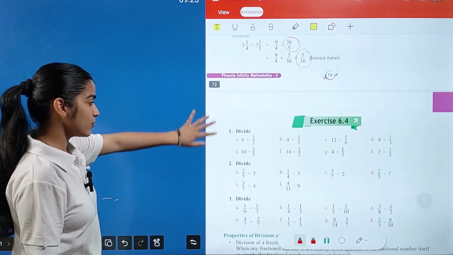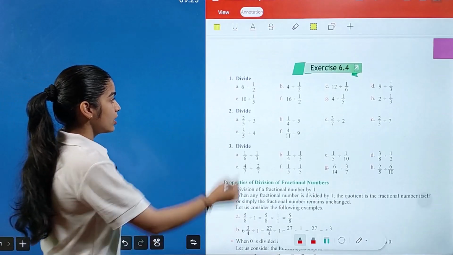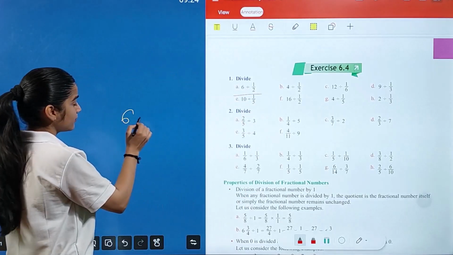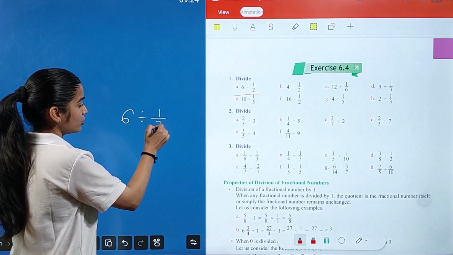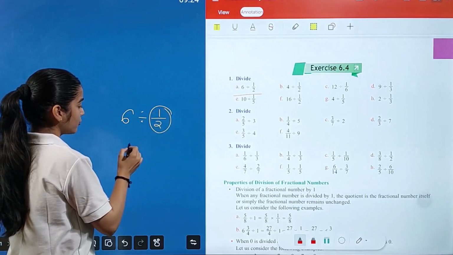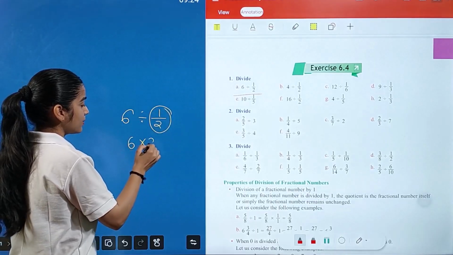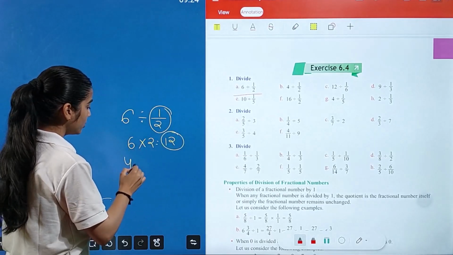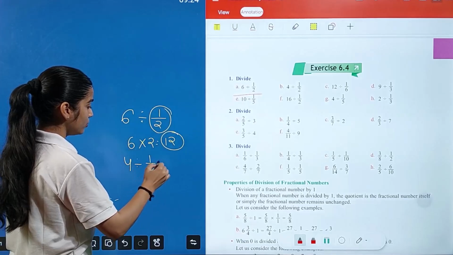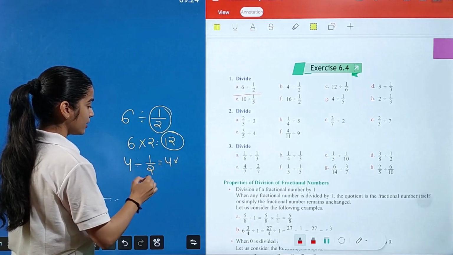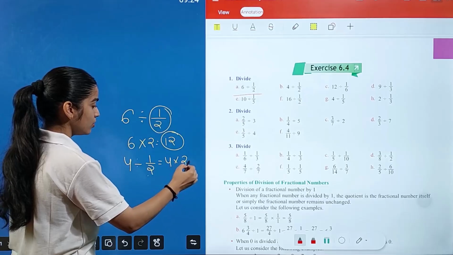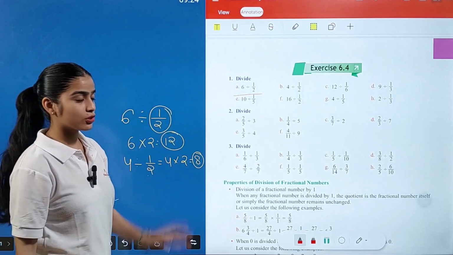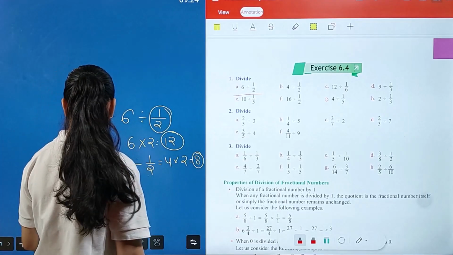And now we move forward to our exercise 6.4. So question number 4, 6 divided by 1 upon 2. So the second number is 1 upon 2. We have to take the reciprocal of it. 6 multiplied by 2. Your answer will be 12. In the next question, 4 divided by 1 upon 2. So 4 will remain the same. The reciprocal of your second number 1 by 2 is 2. So your answer will be 8. You have to repeat the same process for the rest of the questions in question number 1.